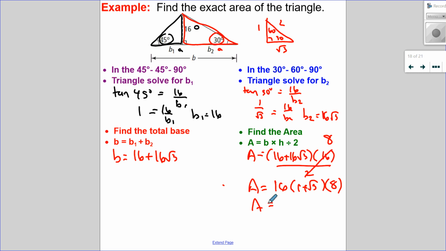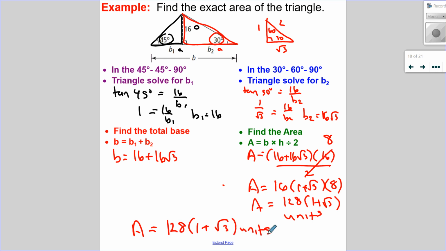And then I can just multiply those two values together. So multiplying those two values together, I'm just going to have 16 multiplied by 8, which is 128 times 1 plus root 3. And then I don't know what my units are, so I'll just call them units squared. So altogether, my area is 128 times 1 plus root 3 square units. And that would be my exact area of the triangle.